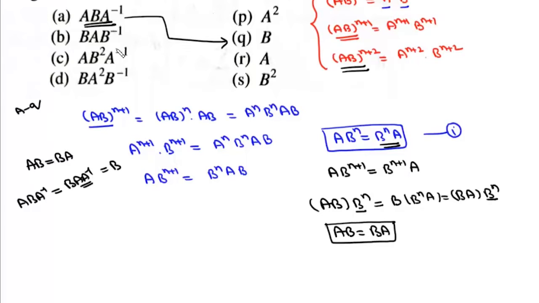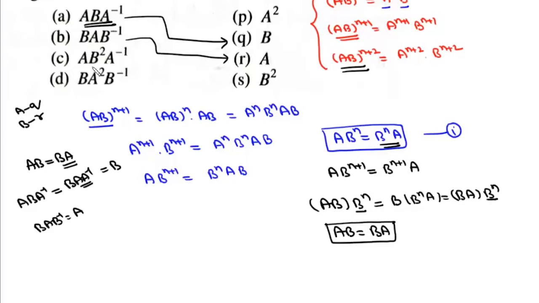Now ba b inverse. Here we'll multiply b inverse to the right. So we can write ba b inverse as simply ab b inverse, which will be equal to a. So this ba b inverse will be mapped to r. So this b matches with r.